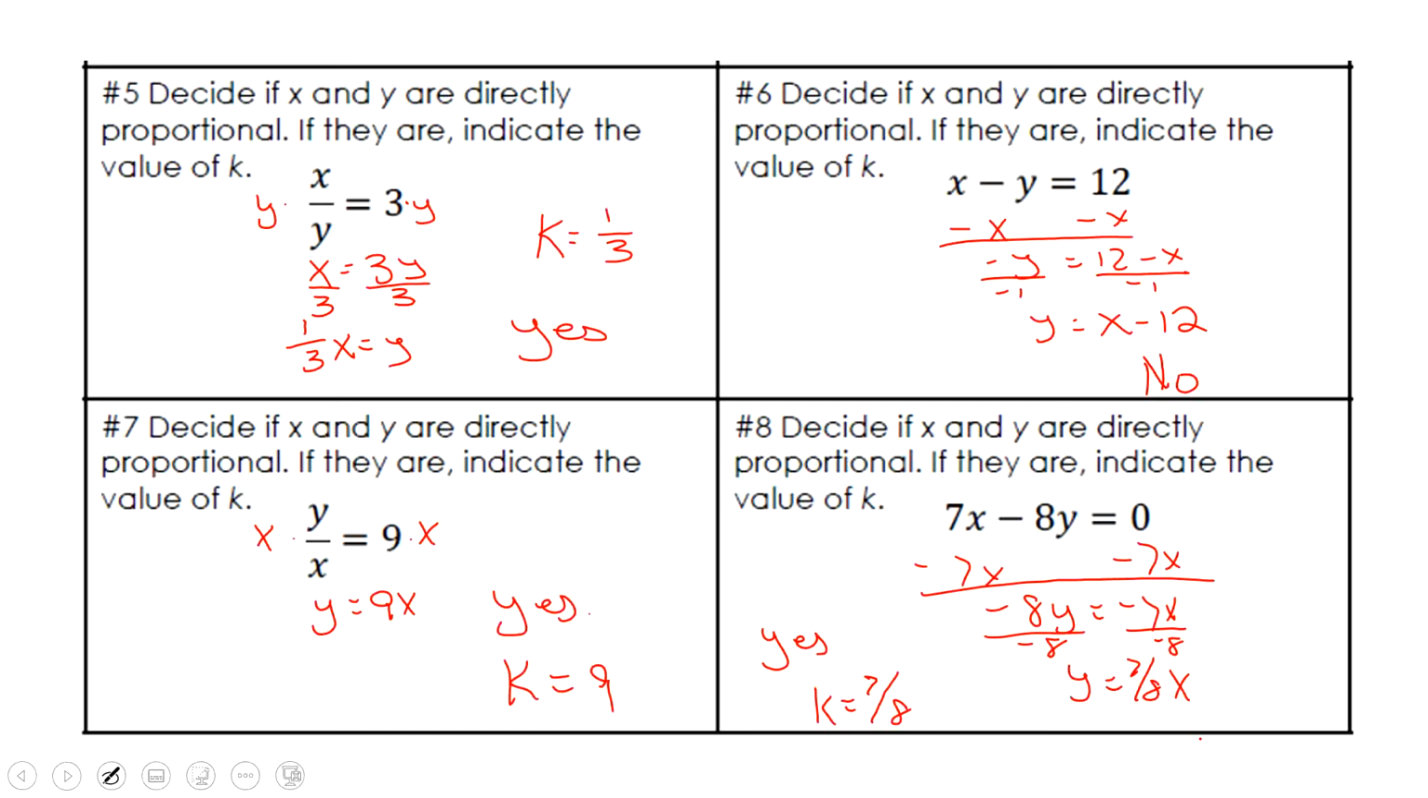And then the last one, again, it's another one with a 0 that we're going to be adding, so that's just going to fall off. We ended up with y equals 7/8 x, and k is 7/8, and yes, it was directly proportional. Did all that make sense?